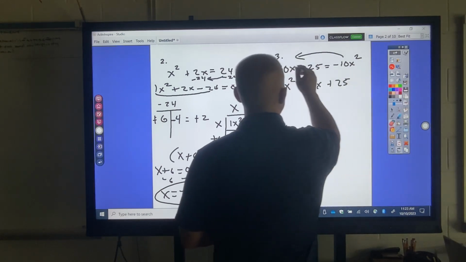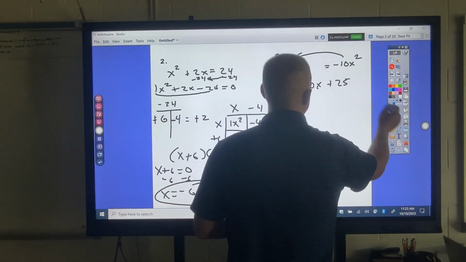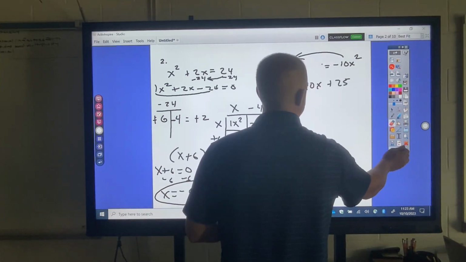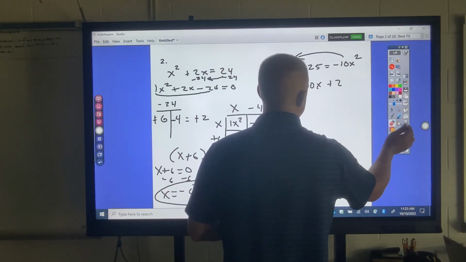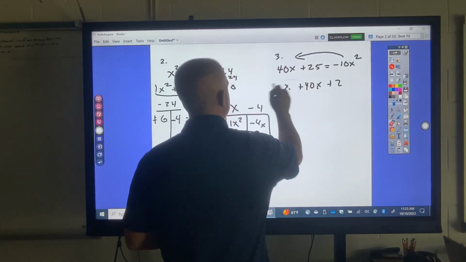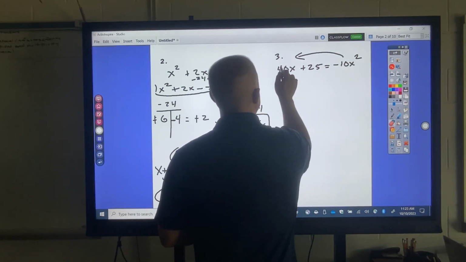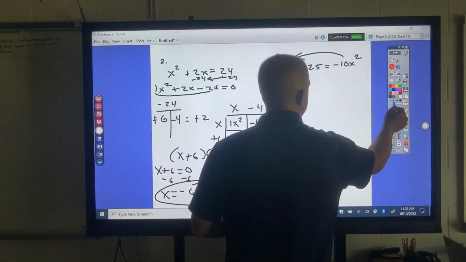Yeah, let's change this to 35x. Let's start this problem over. Sorry. Start this one over again. Sorry about that. But that's not right. Oh, maybe I wrote that down wrong.